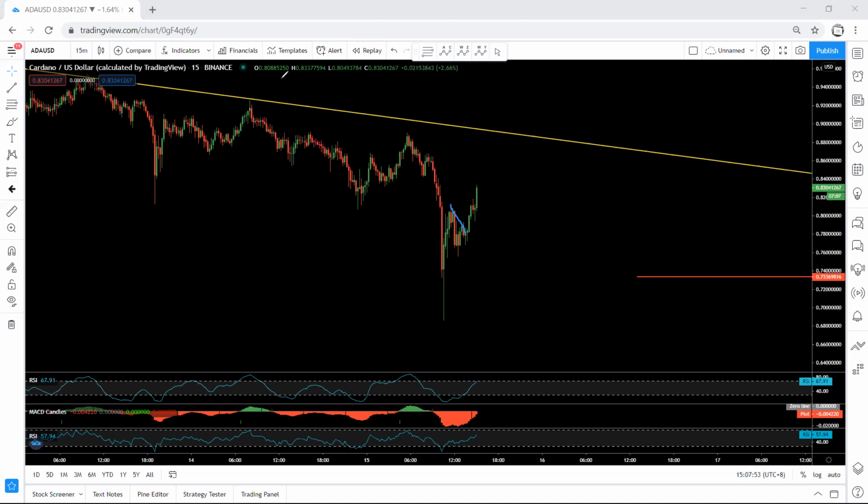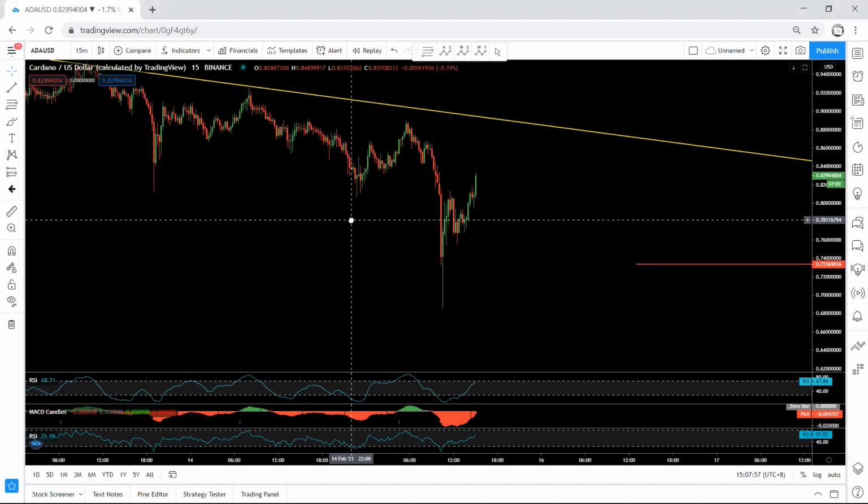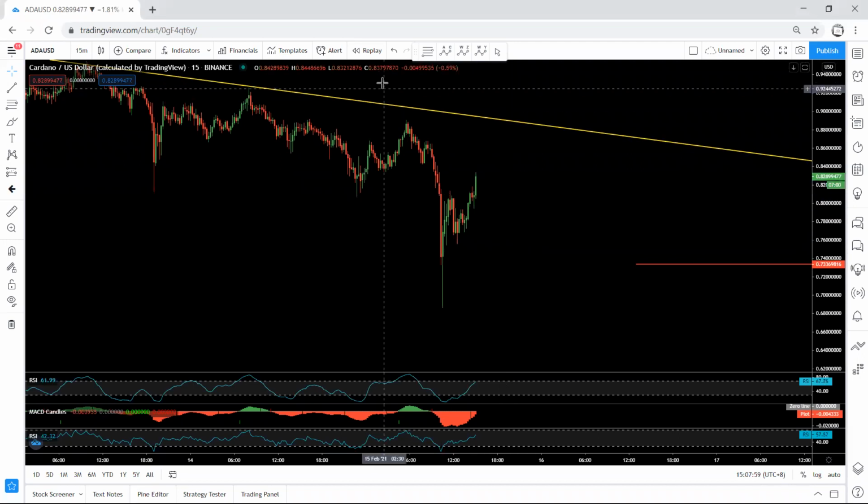Now we are on the 15-minute chart. Based on the 15-minute chart, there was only one way to get the trade. It was from here. But for me, I didn't take the trade, because the way it's forming, I didn't like it. But if I want to get the trade, I wait for the next move down before I look for a buy.